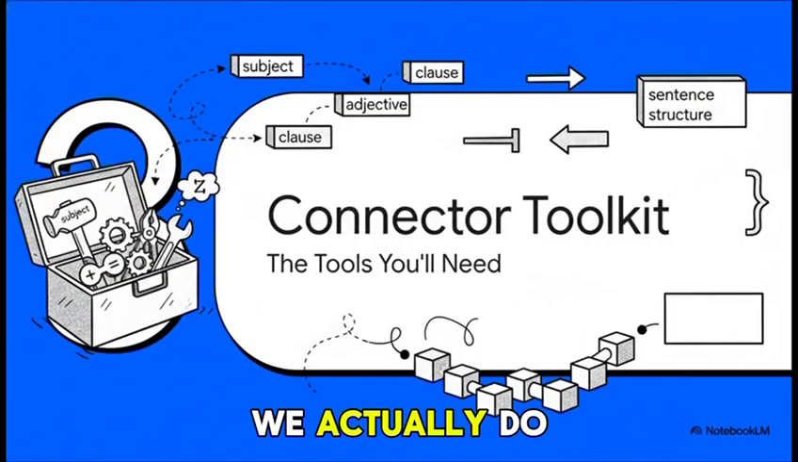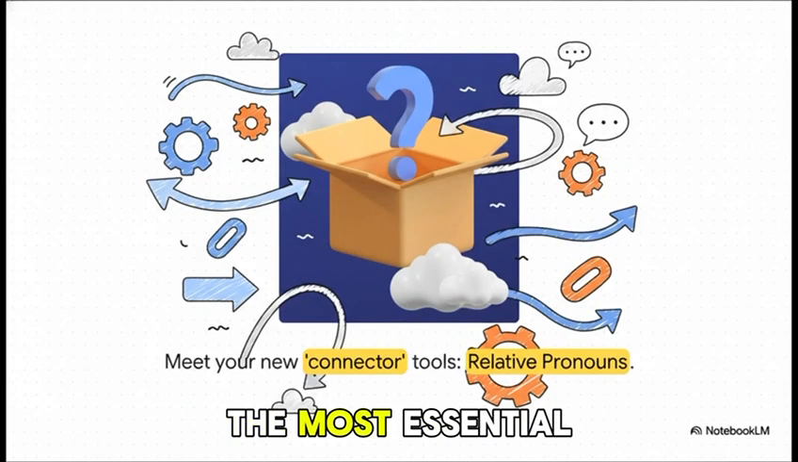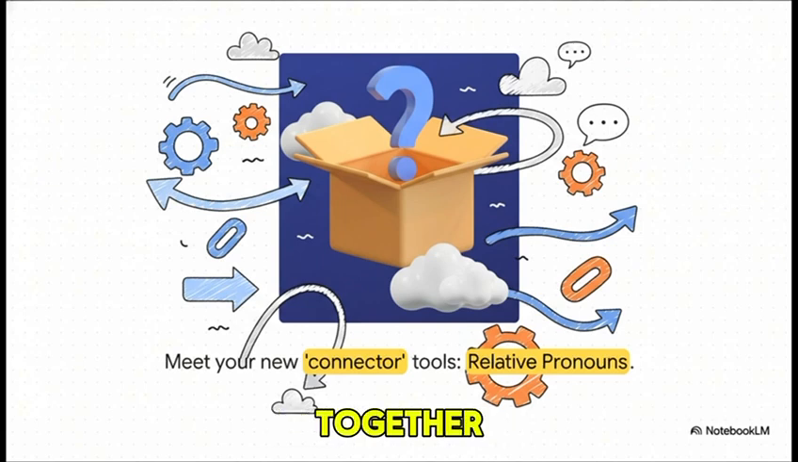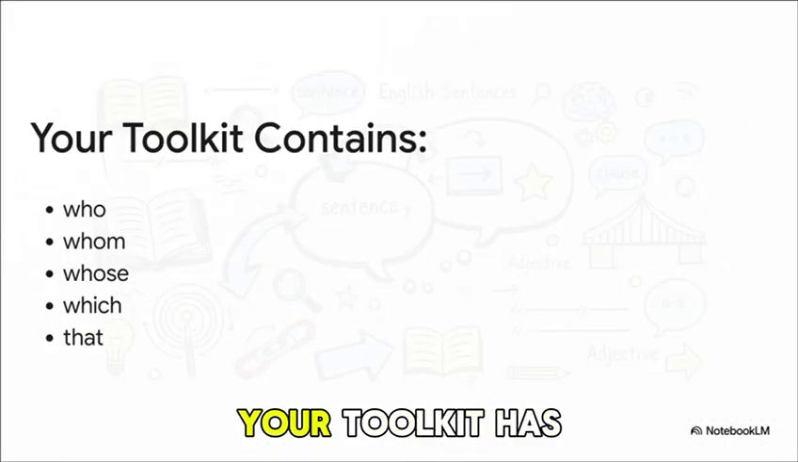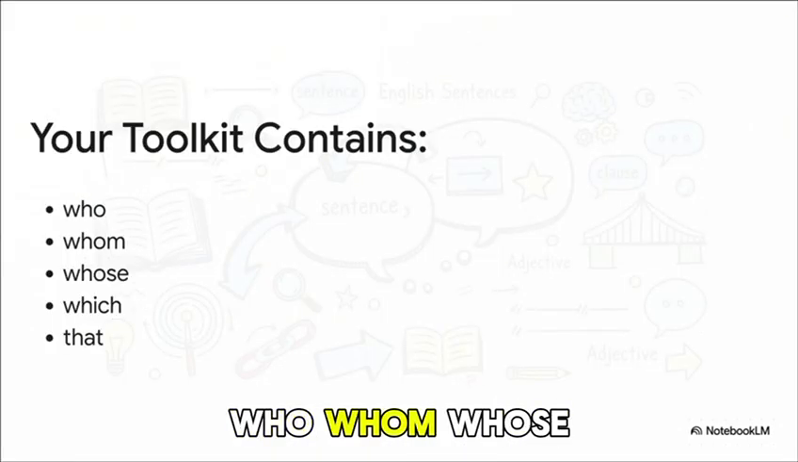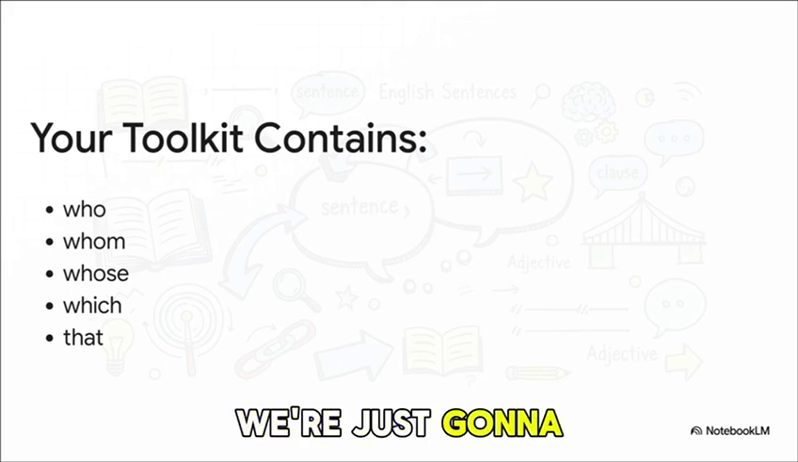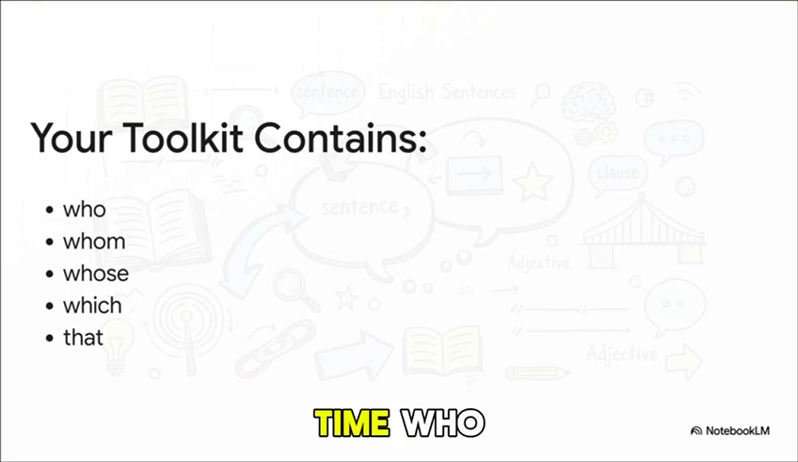So how do we actually do this? Well, you're going to need the right tools for the job. Let's imagine we're opening up your brand new sentence building toolkit right now. And inside that kit, the most essential tools you're going to find are called relative pronouns. Their entire job is to be the connectors, the little pieces of glue that link our ideas together so smoothly. So your toolkit has who, whom, whose, which, and that. Now, to keep things simple today, we're just going to focus on the big three, the ones you'll use all the time: who, that, and which.